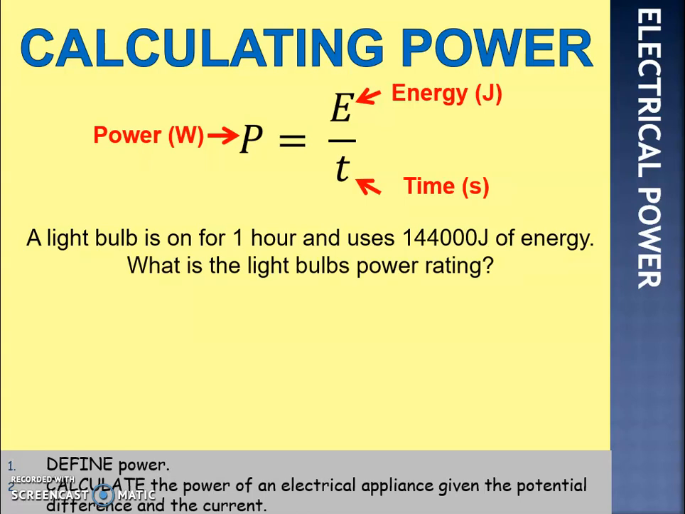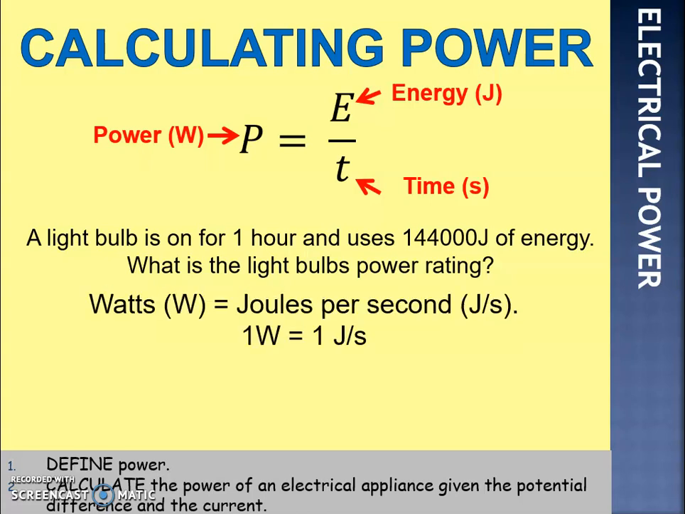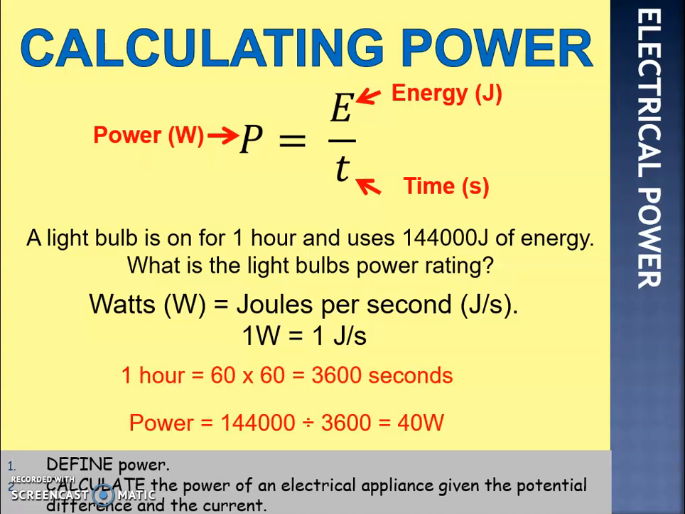Quick question, a light bulb's on for 1 hour and uses 144,000 joules of energy. What's its power rating? Pause the video whilst you attempt that question. Okay, so watts equals joules per second. So 1 watt is 1 joule per second. So we want that time in seconds. So we need to work it out for an hour. We know there's 60 minutes in an hour, 60 seconds in a minute. So 60 times 60 gives us 3,600 seconds. That's our time. Our energy is 144,000. Divide that by 3,600. We get a power of 40 watts.